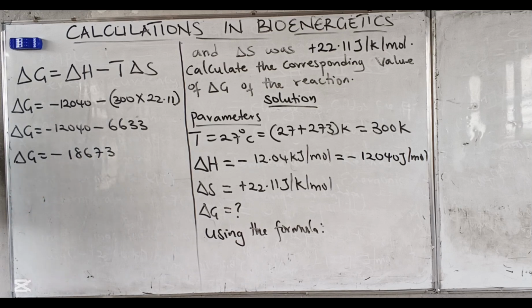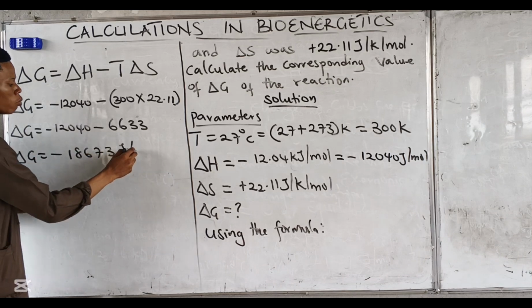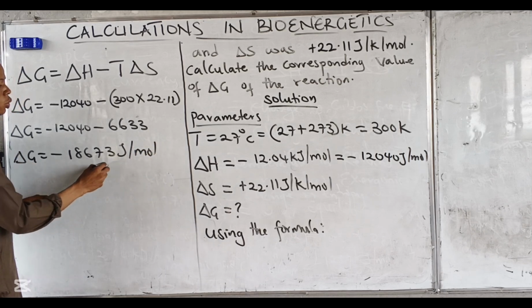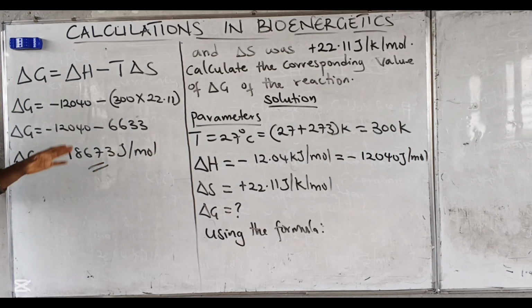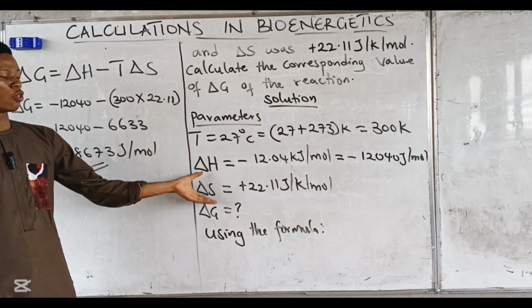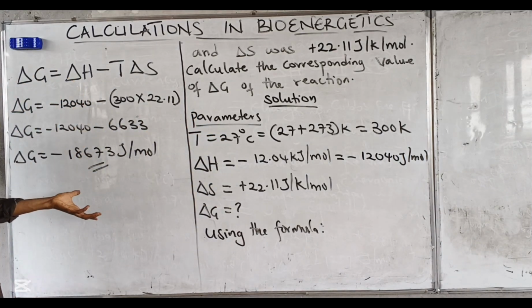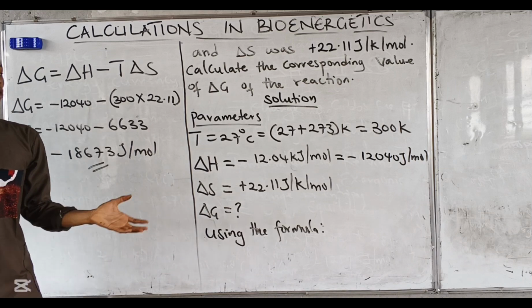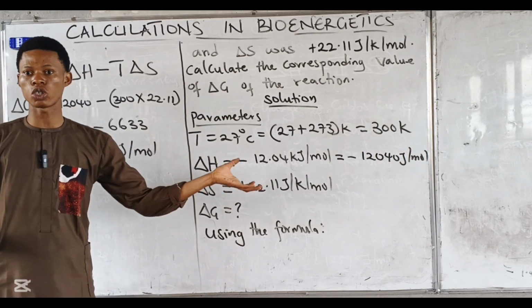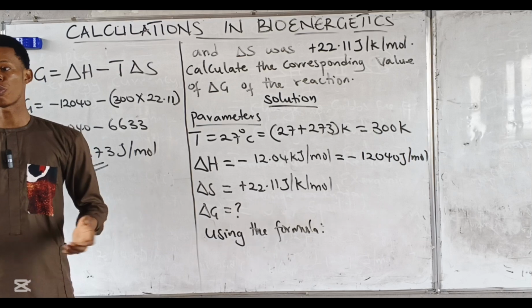Is that all? Now I told you, if you leave your answer like this it is not correct, you must add your unit. So what's the unit of change in Gibbs free energy? Joules per mole. Now this is your answer, because that was what you were asked to calculate. With this, you can see you stated your parameters given, you've gotten marks for that. You stated your formula, you've gotten marks for that, and you've solved, you've gotten your full marks. But if you just come without even stating your parameters, you just start solving, you are jumping protocols.